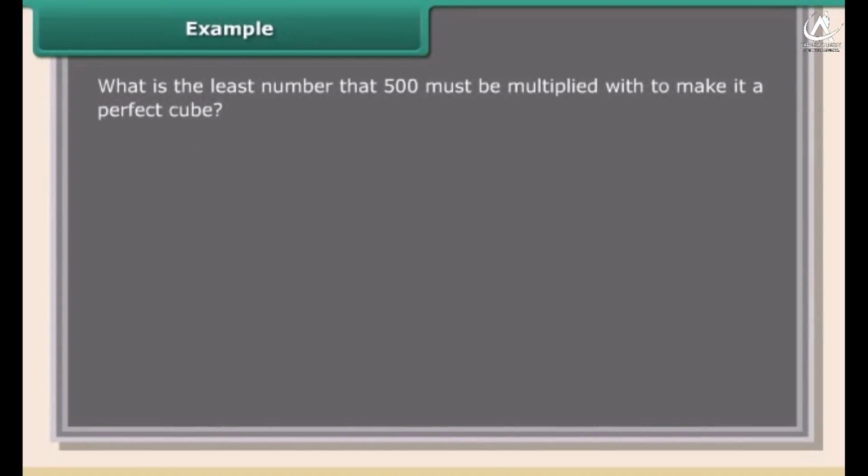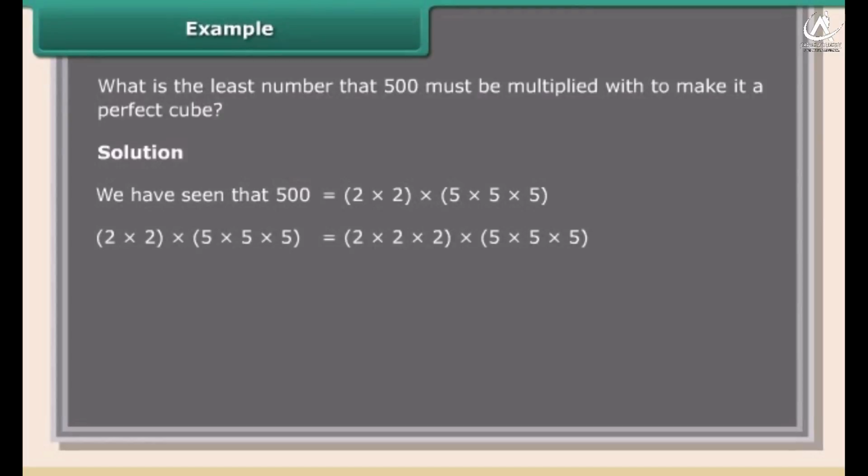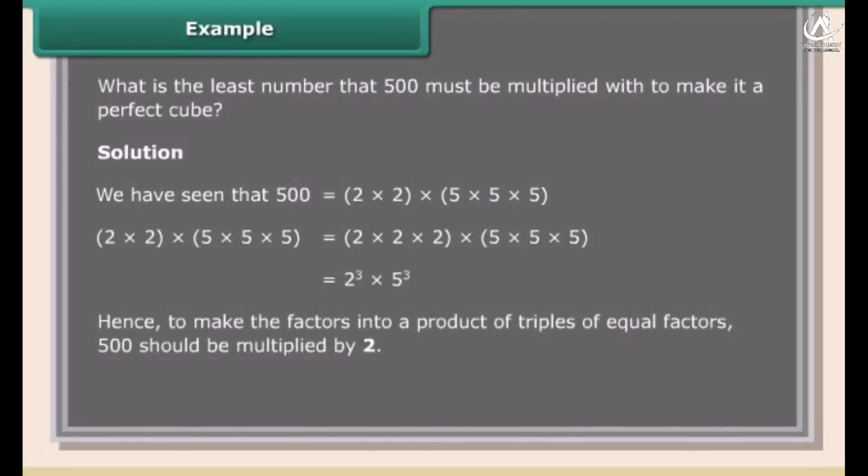Example. What is the least number that 500 must be multiplied with to make it a perfect cube? Solution. We have seen that 500 is equal to 2 into 2 into 5 into 5 into 5, which is equal to 2 into 2 into 2 into 5 into 5 into 5, which is equal to 2 cube into 5 cube. Hence, to make the factors into a product of triples of equal factors, 500 should be multiplied by 2.